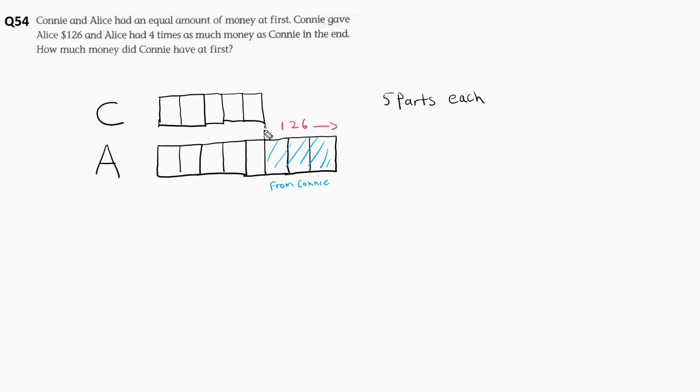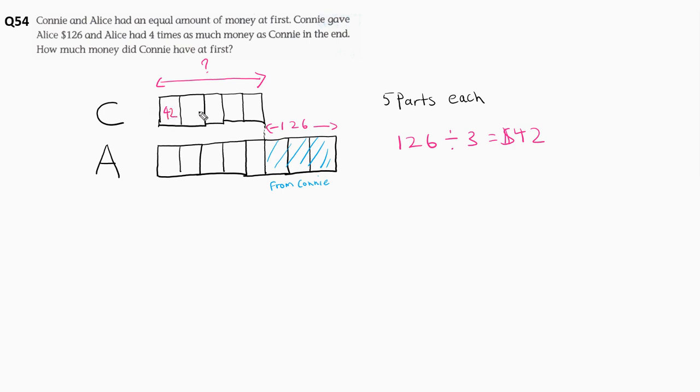126 is the value of these 3 parts. And so we can do 126, we can divide that by 3, and that is going to give us $42. Sorry, the reason I'm doing that, let's look at the question. The question we're asked is, how much money did Connie have at first? Well, that's this part here, isn't it? That's our question. So we've now got the value of each of these parts.